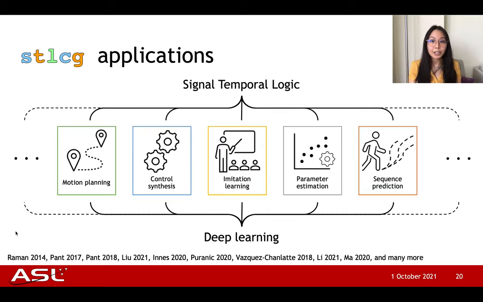In terms of applications, STL has been used in a number of domains, such as motion planning, control synthesis, imitation learning, parameter estimation, and sequence prediction. And there's a lot of ongoing work to expand this portfolio. At the same time, a lot of these applications use deep learning in some way, shape, or form. And so STLCG is a really exciting tool that bridges together temporal logics with deep learning.